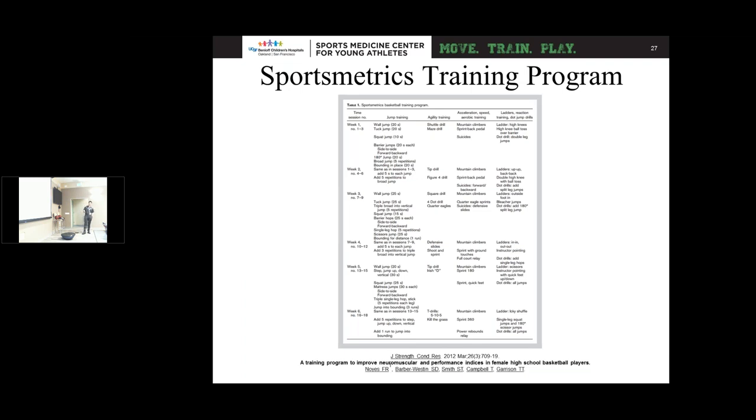I'm not going to go through the jump program, but you can see there's quite a few different things. Wall jumps, tuck jumps, squat jumps, there's barrier tuck jumping over and back, over barriers or hurdles or things like that. And we do a lot of this jump training program in our clinic, but in this program, they also looked at adding agility training, acceleration speed and aerobic training, and then doing some ladder reaction training and dot drill, more specific activities.